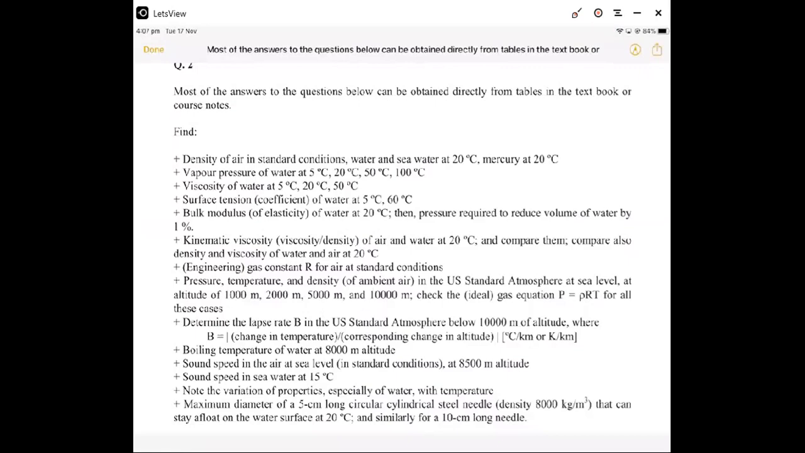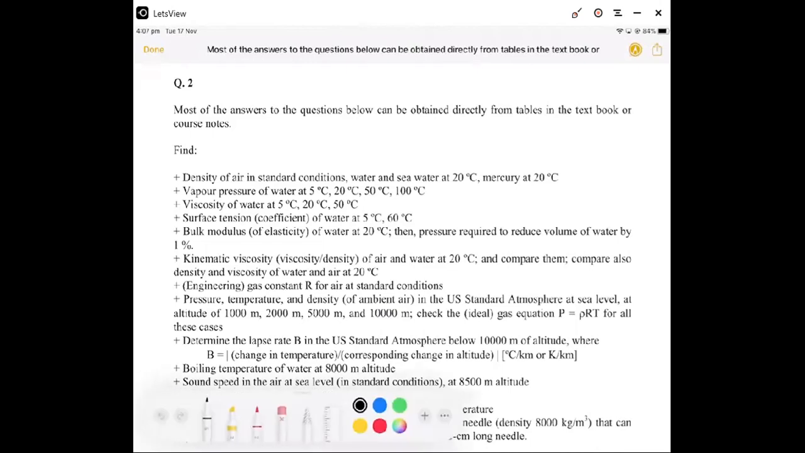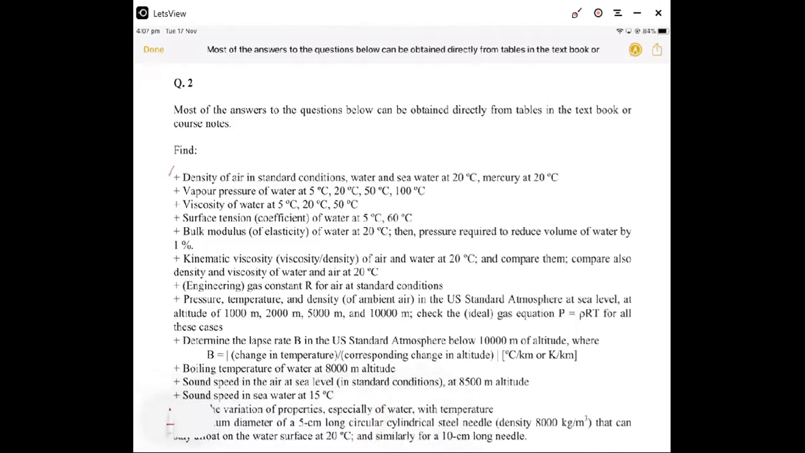So you see this is question 2. Because yesterday we only studied density, vapor pressure, temperature and pressure, boiling temperature, and lapse rate, today we only work together on some questions like questions 1, 2, 3. Surface tension of water we will study next week. Bulk modulus next week. Kinematic viscosity next week. Then the gas constant, pressure and temperature and density in the US standard atmosphere, and the lapse rate. Boiling temperature. We only have 7 small questions.